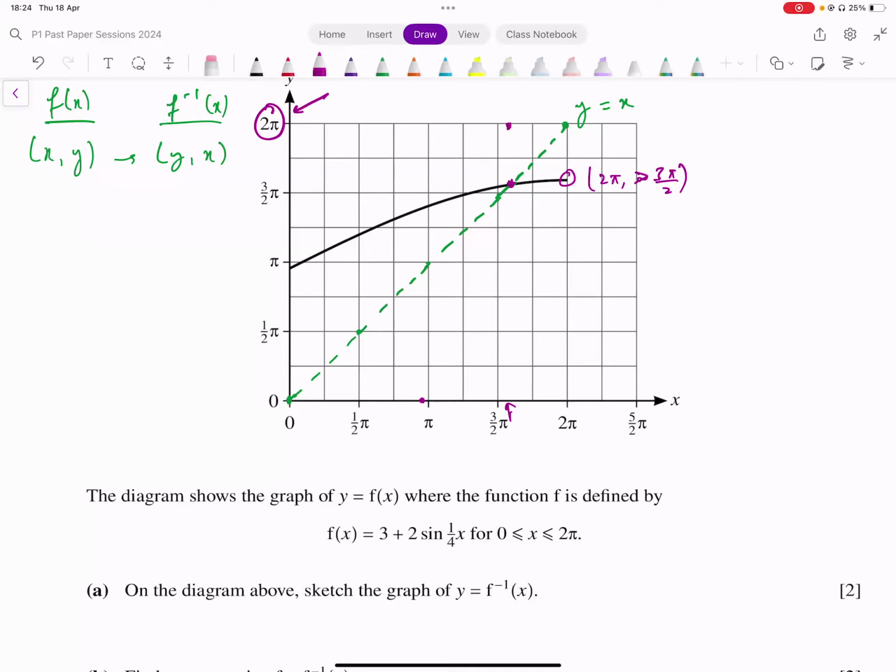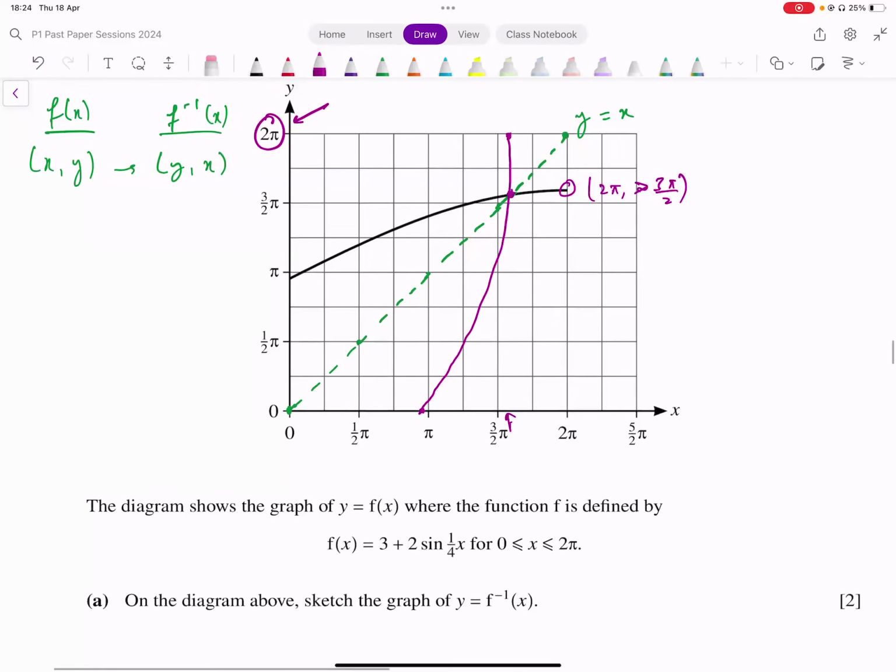And now you can kind of draw a sketch like this. It would look something like this, coming from there. This is what the graph of the inverse function looks like.